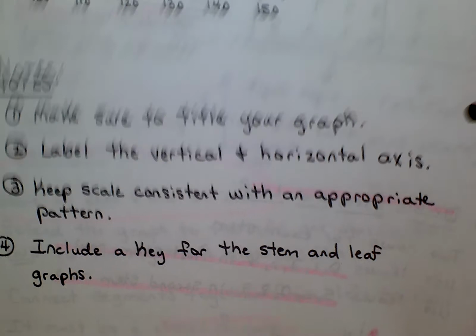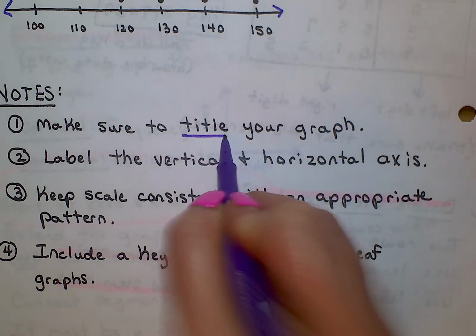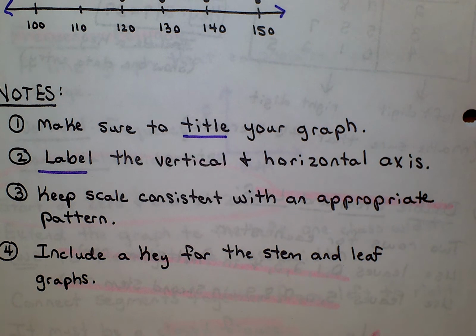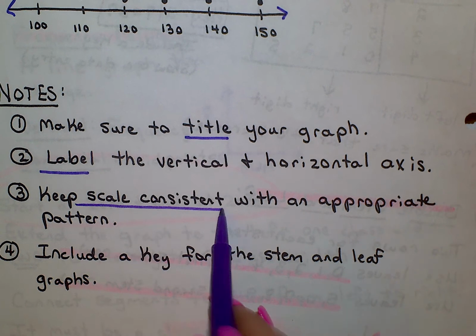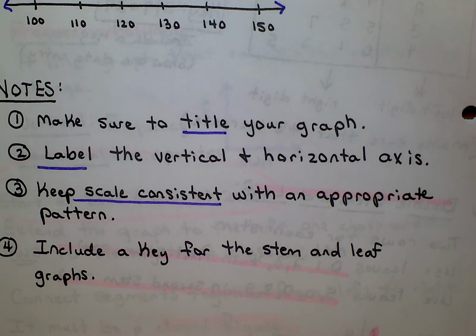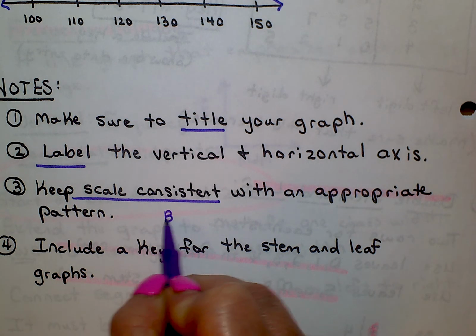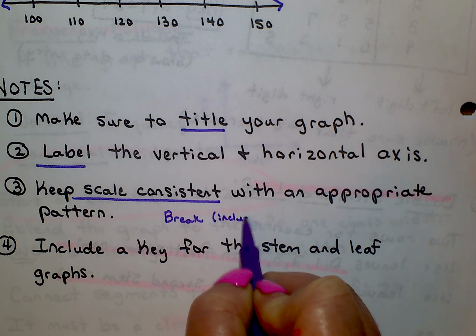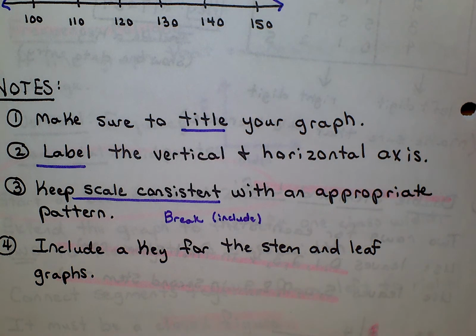Now, just some key notes. Make sure your graphs have a title. Make sure you label your vertical and horizontal axis. Make sure you keep your scales consistent with an appropriate pattern. And make sure that you put a break if you need a break. Include that break if the pattern is repeating after the break.